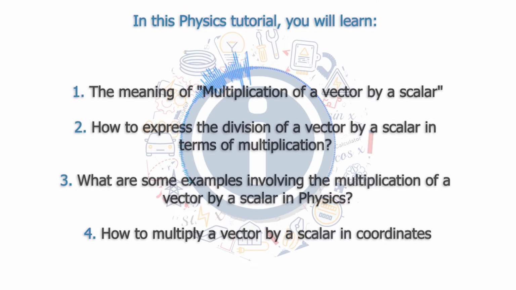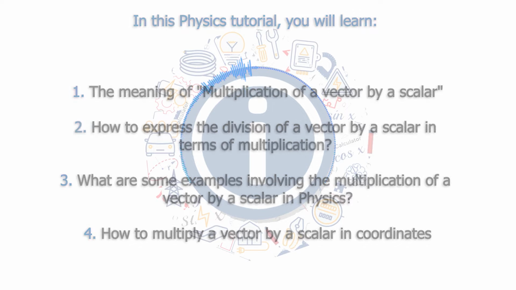In this physics tutorial, you will learn: 1. The meaning of multiplication of a vector by a scalar. 2. How to express the division of a vector by a scalar in terms of multiplication. 3. What are some examples involving the multiplication of a vector by a scalar in physics? 4. How to multiply a vector by a scalar in coordinates.